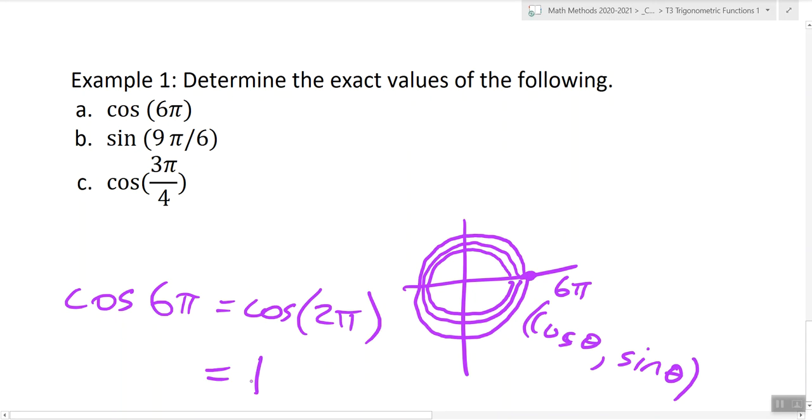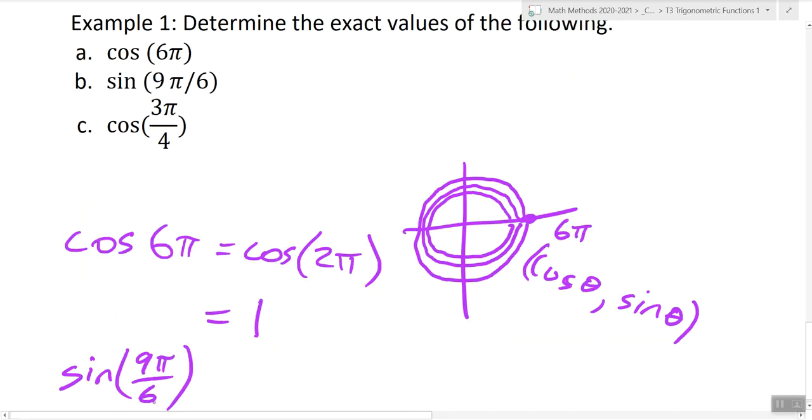If I said to you, what's sine 6 pi, what would you tell me? And that would be 0. Yeah, so sine 6 pi equals sine 2 pi, and it's the y value at that point, which is 0. Okay? So example B, very similar to example A.